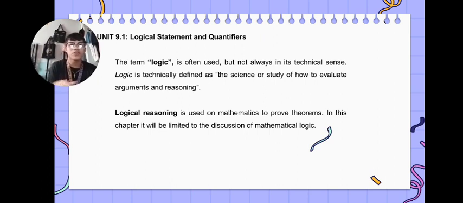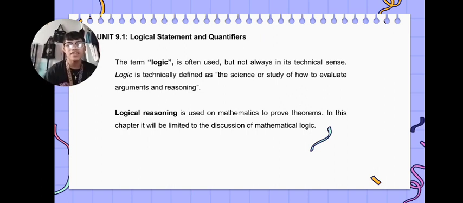The term logic is often used, but not always in its technical sense. Logic is technically defined as the science or study of how to evaluate arguments and reasoning. Logic also helps us to differentiate correct reasoning from poor reasoning. It is important in the sense that it helps us to reason correctly.